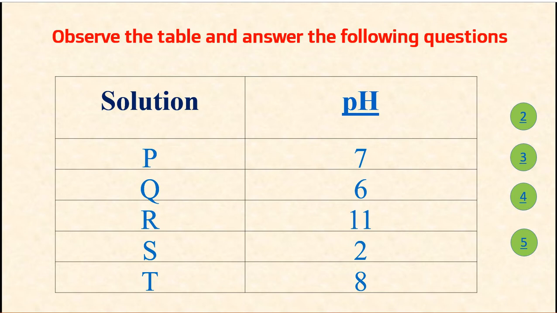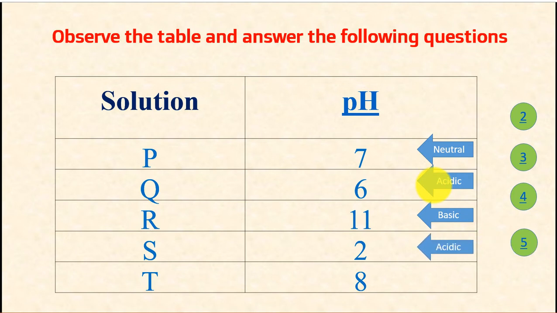The solution P having pH value 7 is considered neutral. Then solution Q having pH value 6 is considered acidic. Solution R having pH value 11 is considered basic. Solution S having pH value 2 is considered acidic. Solution T having pH value 8 is considered basic.